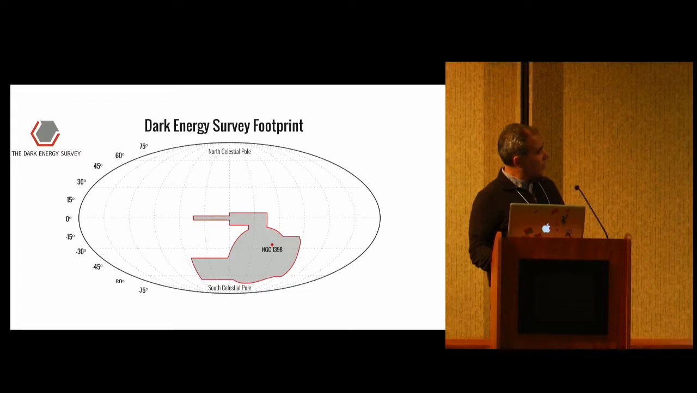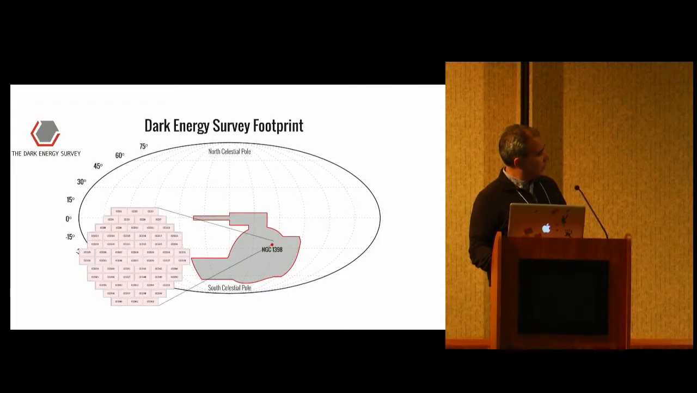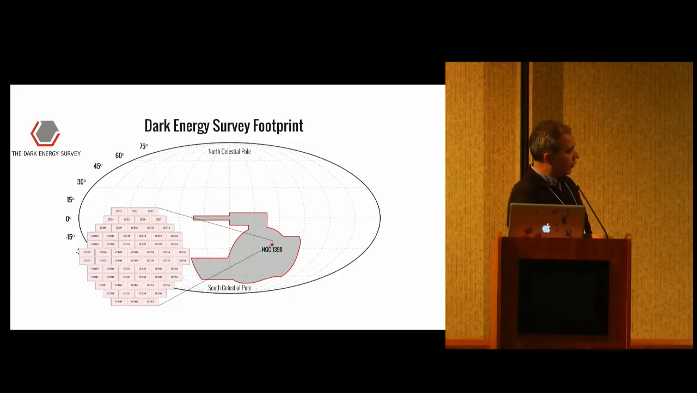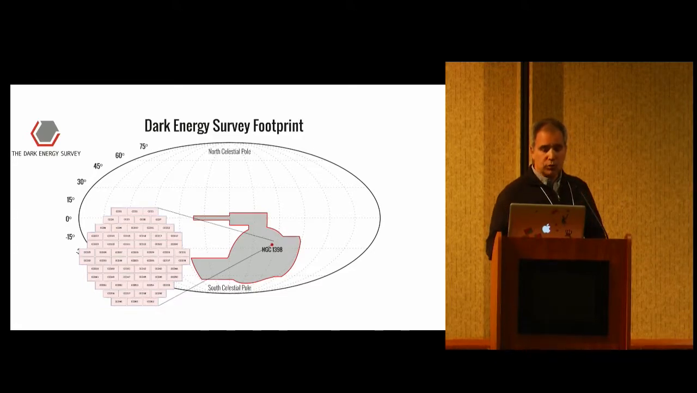This is the footprint. That's the shape. It overlaps with Stripe 82 for the survey aficionados. They know what I'm talking about. It also overlaps with the SPT field, but it's mostly mapping a section of the southern sky that has never been observed before.